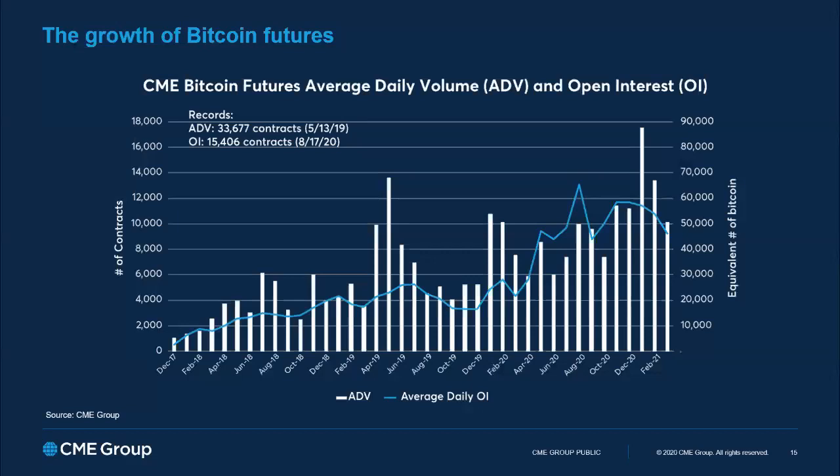All right, so here's another graph of the growth of Bitcoin futures. We went over the growth in ADV, we went over the growth in open interest, but here's just a graphical representation that shows, as price increased in Bitcoin, so did the average daily volume, so did the open interest.